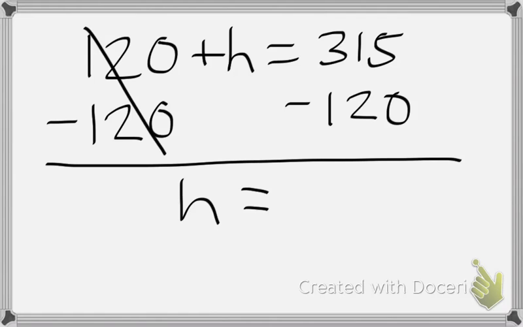We're left with h all by itself. 315 minus 120 is 195. So this would be an example of the subtraction property of equality, because we had to use the inverse operation of addition, which was subtraction, in order to balance the equation.